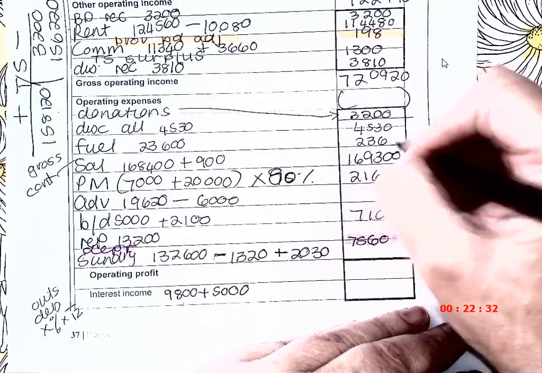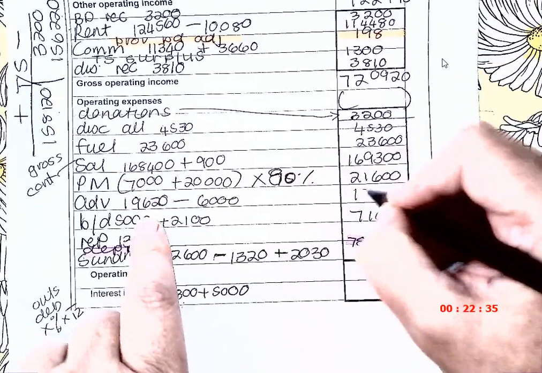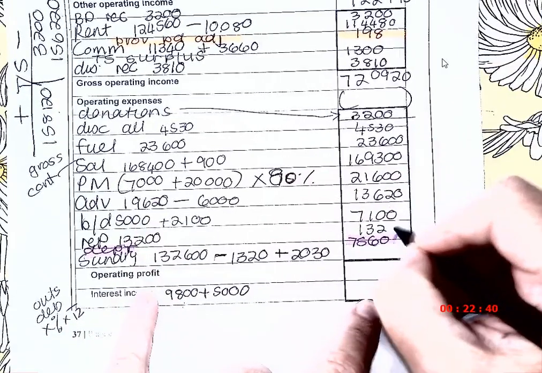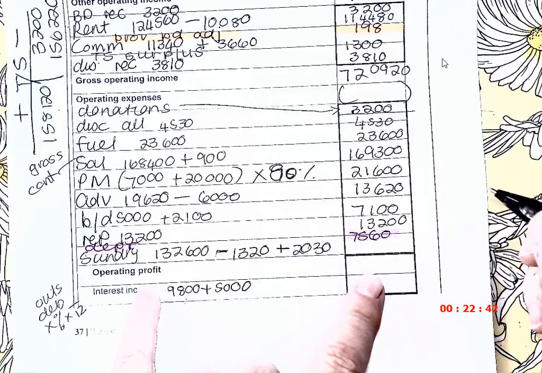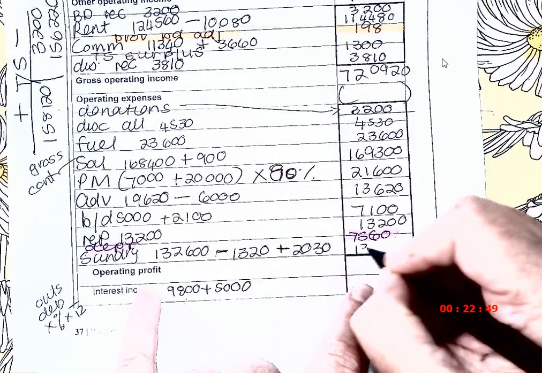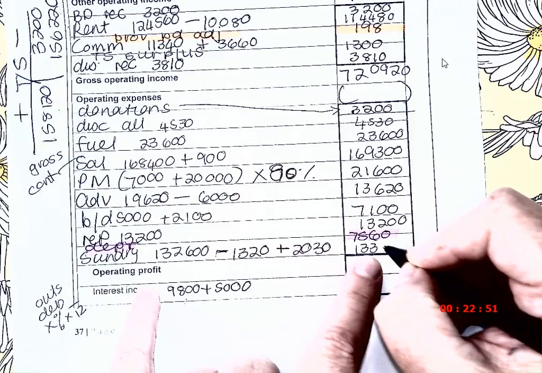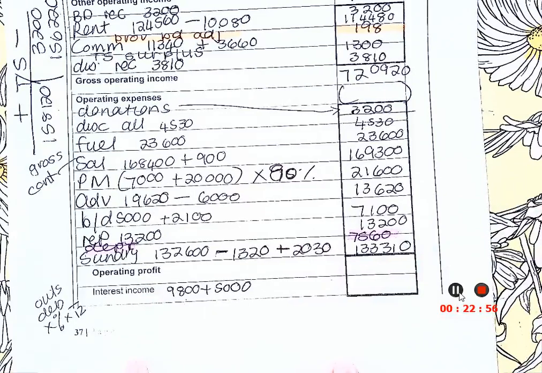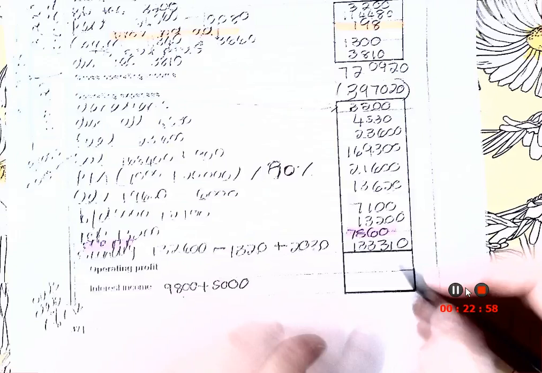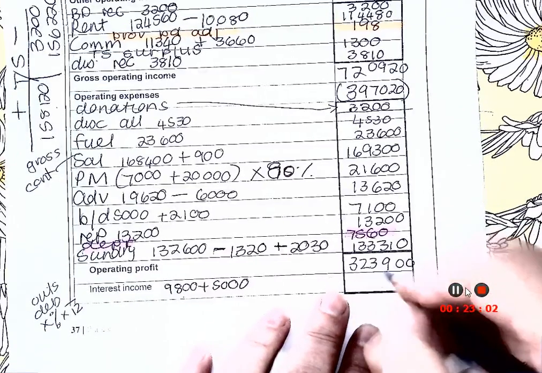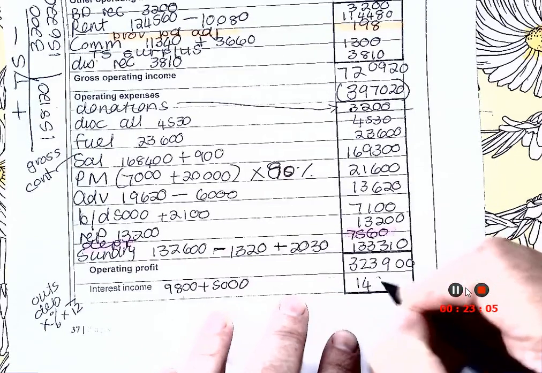Okay, so 4530, 23.6. What's advertising is 13.620, 13.2. What's my sundry? No, that's not it. 1333. Can I quickly say this to you? You just trust it's correct. So my operating is what? 323,900. Okay, interest income is 14.8.